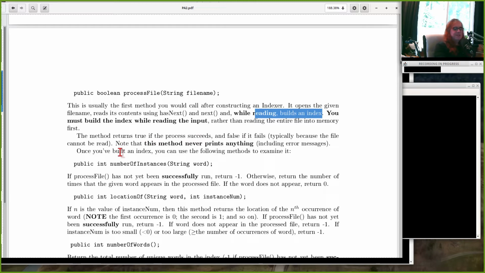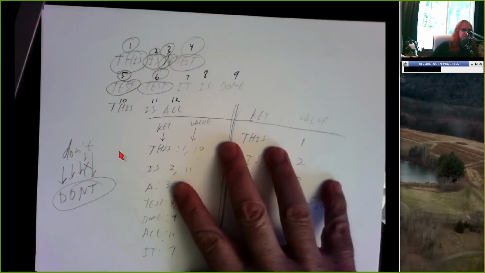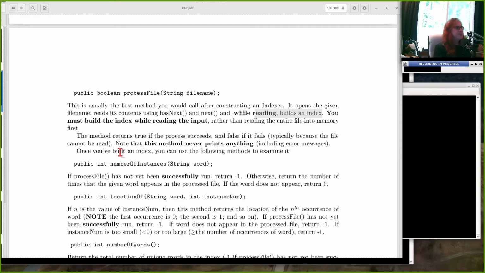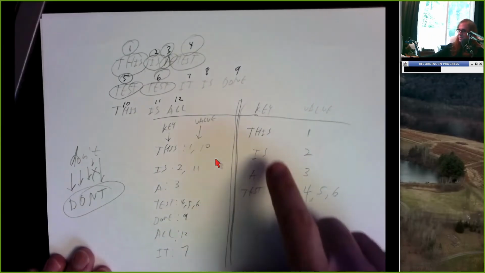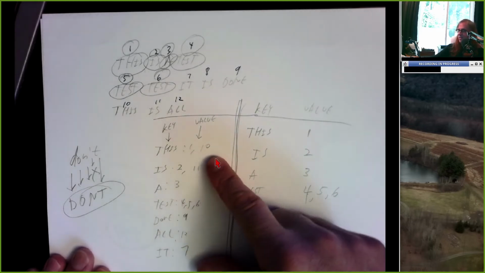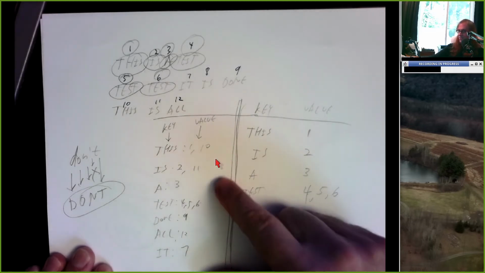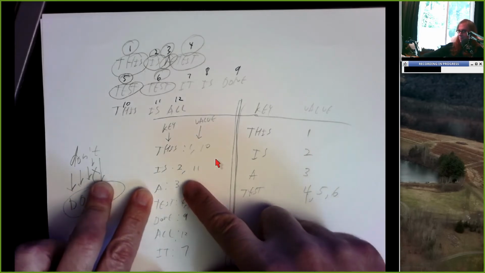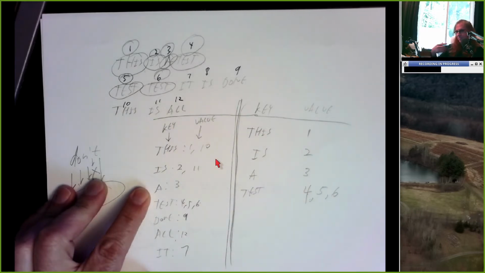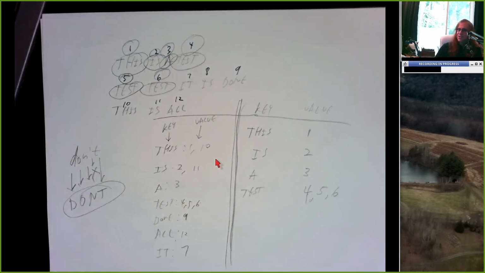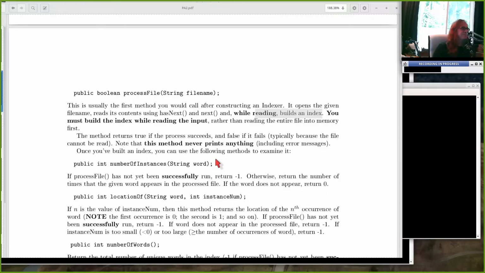Once you've built an index, right, once you've got this hash table sitting in memory, now you can go ahead and use these other methods. So one is number of instances, which takes a word and tells you how many times the word occurs. So if this is my hash table and I say number of instances of this, I should get back two. If I say number of instances of test, I should get back 3. Number of instances of is should give me back 1 because it occurred once. Number of instances of bunny should give me back 0 to say, hey, bunny did not appear anywhere in the text. So number of instances takes a word, tells you how many times the word appears.